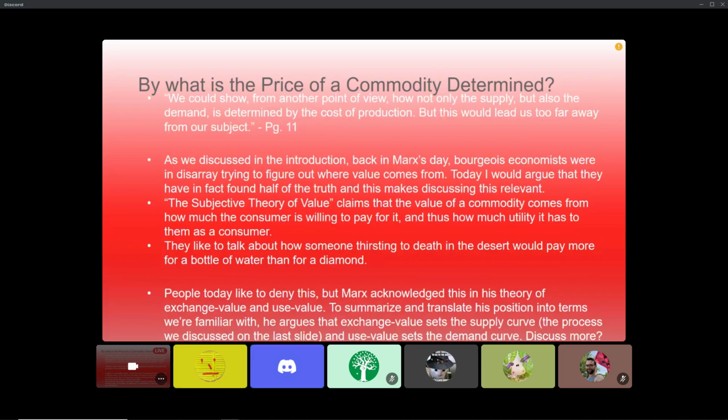And so one of the big problems that they say this solved was, let's say you're thirsting to death in the desert, and somebody has a bottle of water and somebody's got a diamond. Which are you going to pay more money for? It's going to be the bottle of water. You're thirsting to death. And so they're like, see, the value of that bottle of water to that person right there depended on the utility. It didn't depend on how much labor went into it. It was just dependent on how much that person wanted that.